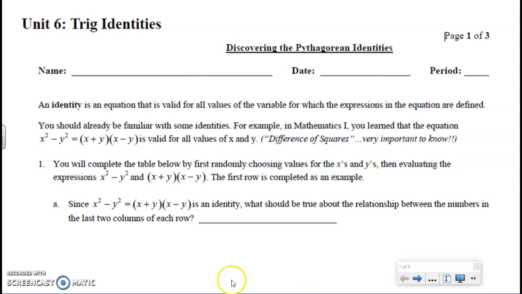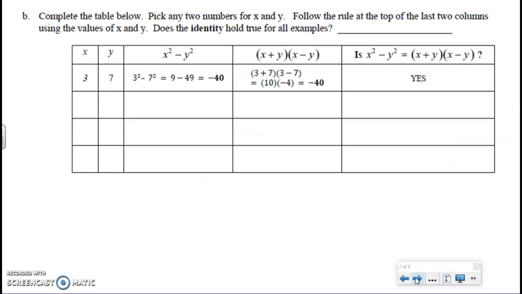Since it's an identity, they want you to verify it using a variety of different numbers. There's a prediction there, and then there's a table, and you can pick any two numbers you want. Please pick positives, negatives, whatever you need to do. And when you simplify, make sure you do order of operations. Your answer should be yes for all of your examples there because it is an identity.